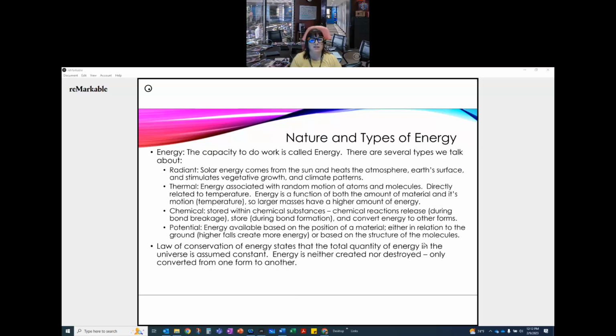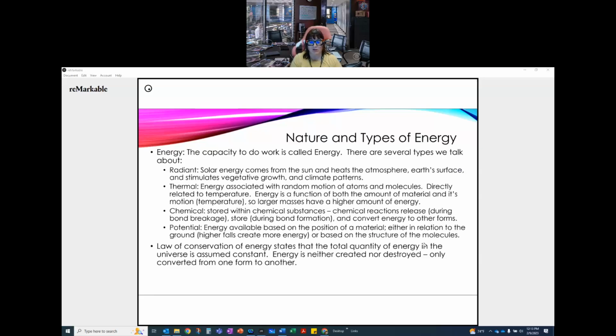So energy is the capacity to do work. There are several types that we talk about. So there's radiant energy. Solar energy comes from the sun, heats the Earth's atmosphere and surface, and stimulates vegetative growth and climate patterns. Okay? There's thermal energy, which is energy associated with random motion of atoms and molecules. So as things move around, that generates heat that comes with that. So that's thermal energy. It's directly related to the temperature.